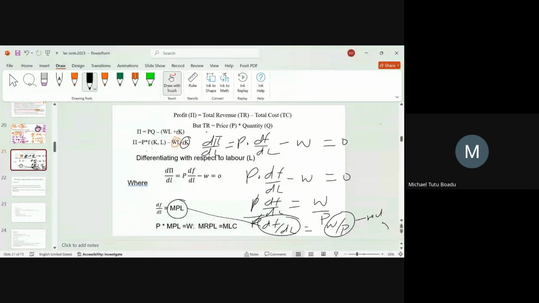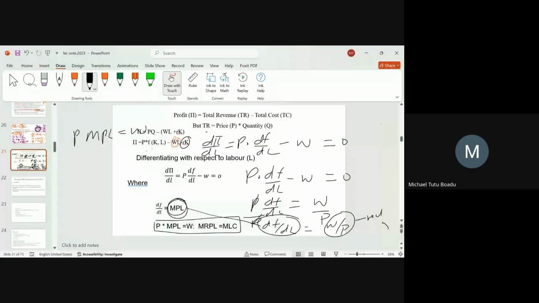So it means that the marginal product of labor, the marginal contribution of labor, should be equal to the wage that you are paying the labor, if you multiply the contribution of labor by the price at which you are selling the item you are using labor to produce. So I'm talking about this: P times MPL should be equal to W, which is wage.